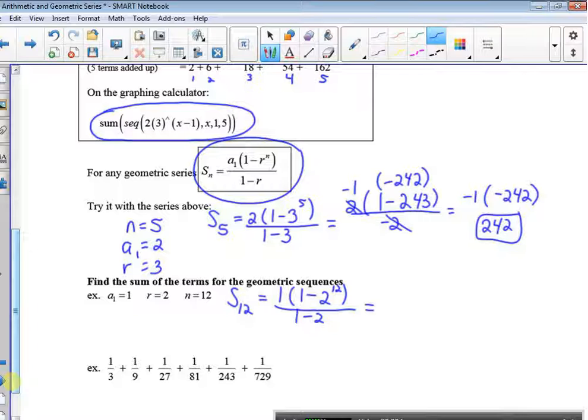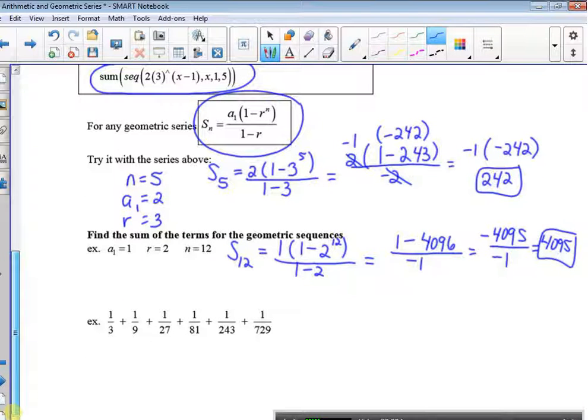So that gives us 1 minus 2 to the 12th, which is 4,096, divided by negative 1. So that is negative 4,095 divided by negative 1, or just 4,095. Okay, and we don't even need to write out the series.